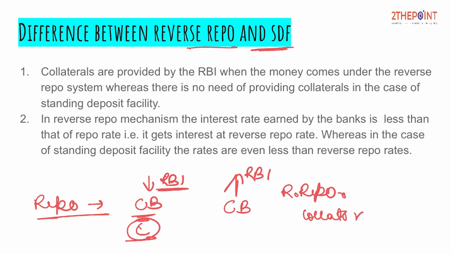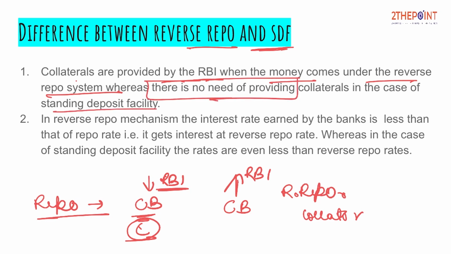Now what is the difference? Collaterals are provided by the RBI when money comes in under the reverse repo system, whereas there is no need of providing collaterals in the case of Standing Deposit Facility. Also, the interest rate given in the case of SDF is less than what is given in reverse repo. So these are the two basic differences between the reverse repo and SDF. Please don't get confused.